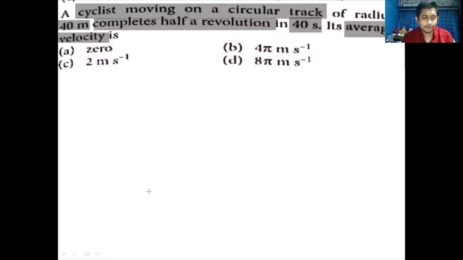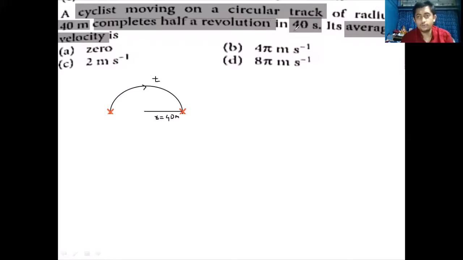So we can consider that, let's say that this is the circular track. Now in this circular track, the cyclist covers only half the distance. He covers half the distance. So this half the distance is covered by the cyclist. So let's clear this portion because the cyclist is not going through that portion. So in the question, they have told that cyclist moves on a circular track of radius 40 meters. So the radius of the circular track R is 40 meters. Okay. And the cyclist covers this semicircular track, half the revolution, in 40 seconds.